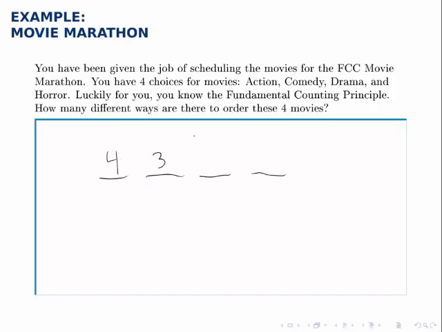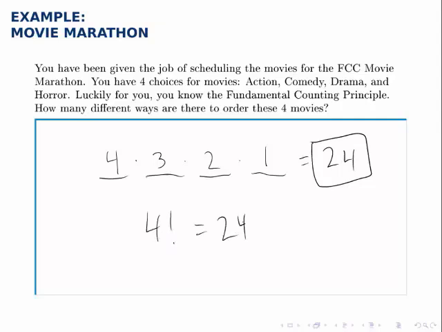Similarly, for the third slot, we've already placed the first and second ones, so there's only 2 movies left to choose from. And then for the last slot, there's only 1 movie left to choose from, because all the others have been placed. So if we multiply these 4 together, 4 times 3 times 2 times 1 is 24. So there are 24 total possible ways that you could order these movies. And now we know that that's called 4 factorial: 4 times 3 times 2 times 1.